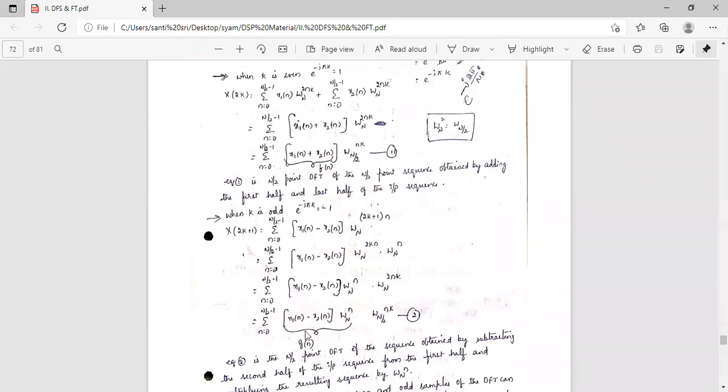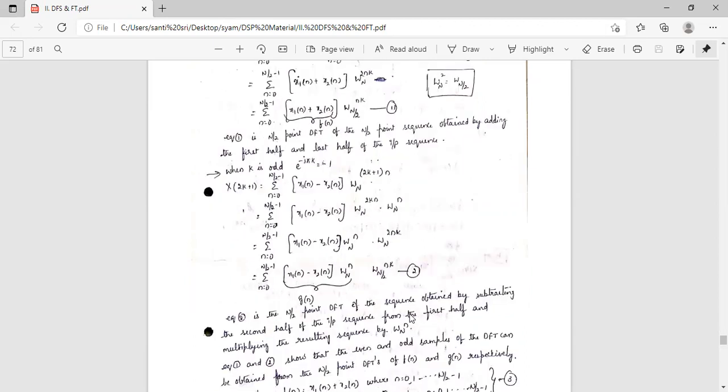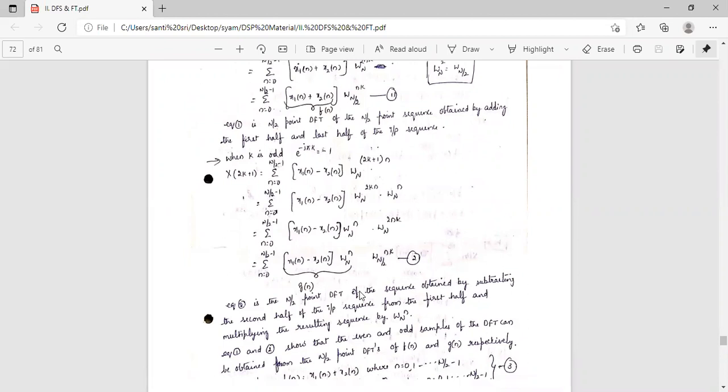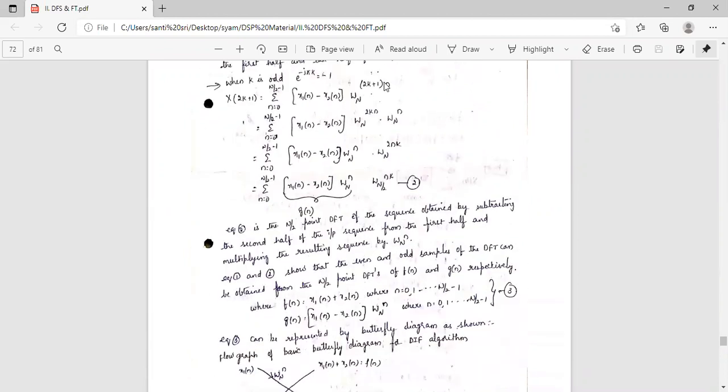So x1 of n minus x2 of n will be considered as g of n, whereas x1 of n plus x2 of n will be considered as f of n, and x1 of n minus x2 of n whole into W_N^n will be considered as g of n into W_{N/2}^(nk). Let it be considered as equation number 2. So equation number 2 is the N/2 point DFT of the sequence obtained by subtracting the second half of the input sequence from the first half and multiplying the resulting sequence by W_N^n. Okay, W_N^n.